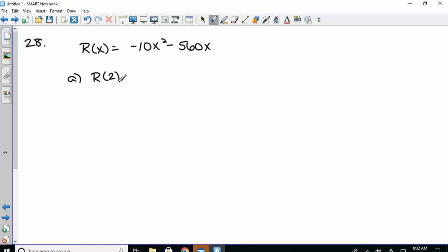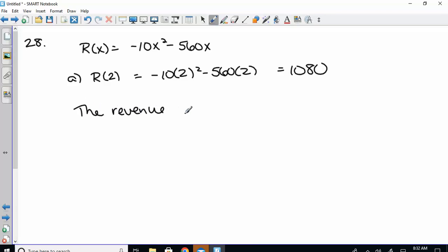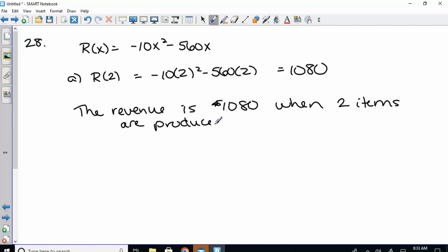Okay, so part A asks for R of 2, so what do you do? Plug in 2 for x. And you get 1080. And this one said interpret, so I want a sentence. So the revenue is 1080, revenue is money, so that's dollars. When x was the number of items produced, so when 2 items are produced. That's fine.